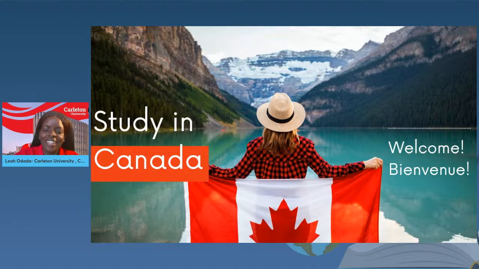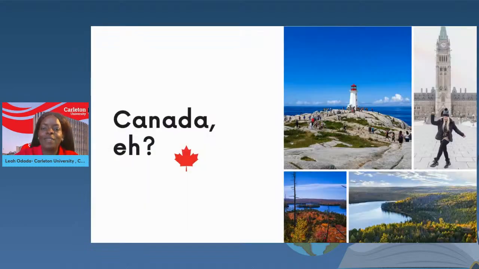So when it comes to Canada, I'm sure there's a lot of things that come to mind when you think about Canada. And I'd love to see in the chat, what's the first thing that comes to your mind when you think of Canada? Canada is a big country. It has 10 provinces and three territories. So when you're looking at Canada, you will have your choice of options as to where you go and study.